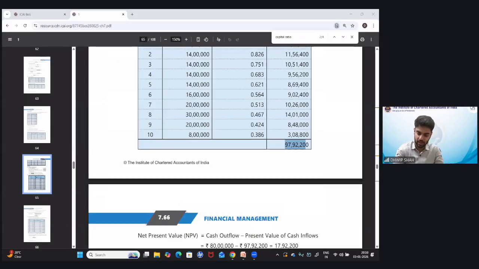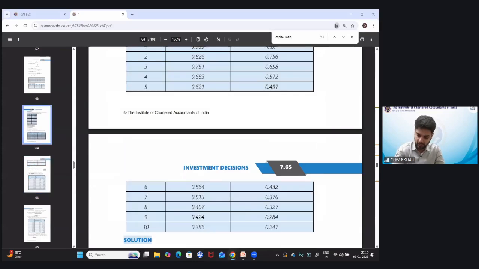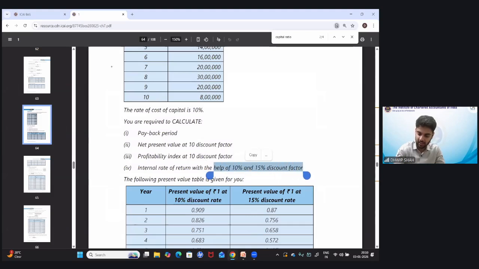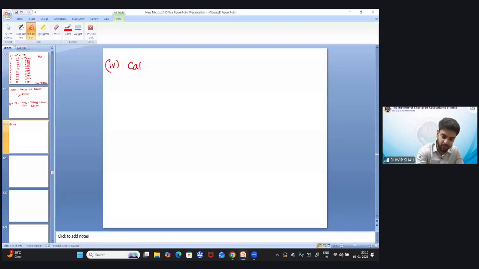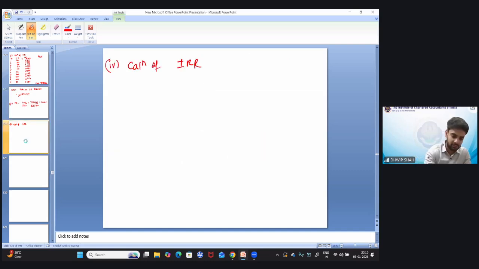they have asked us to calculate IRR. With the help of 10 and 15% discounting factor. मतलब ट्रायल वन ट्रायल टू दोनों की हिंट दे दी. Calculation of IRR, and can I say at 10% we have already calculated, NPV is coming positive, 17, 92, 200. It is not coming to zero. So trial one is already done.